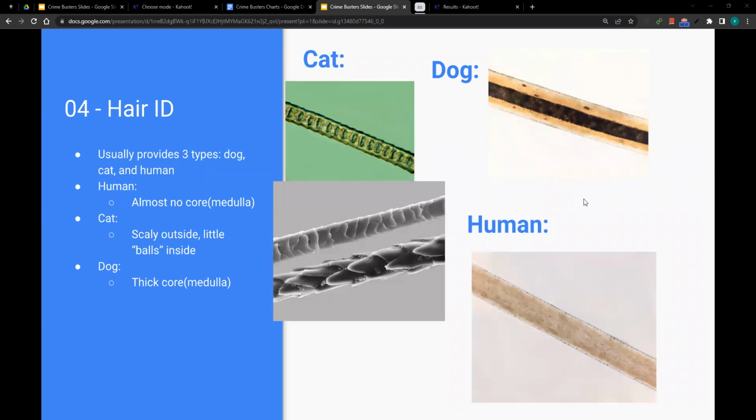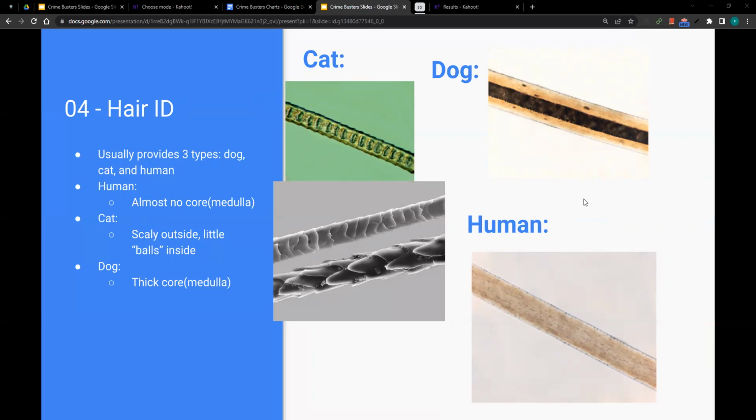Here's something really cool. In the test, they'll just give you an image of the hair under the microscope. It can be a cross section or just an exterior image. And the Crimebusters test is only allowed to give you dog hair, cat hair, or human hair.